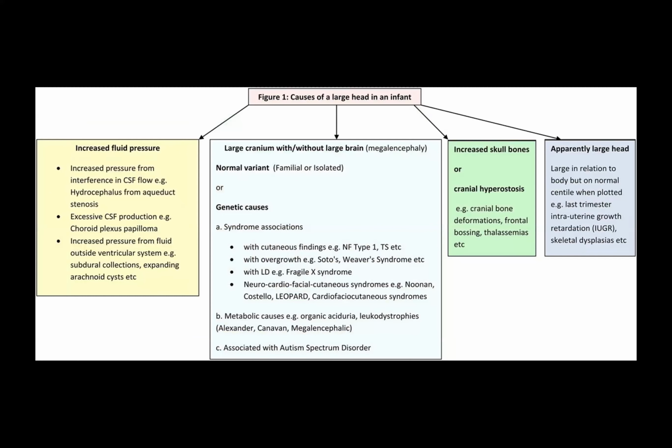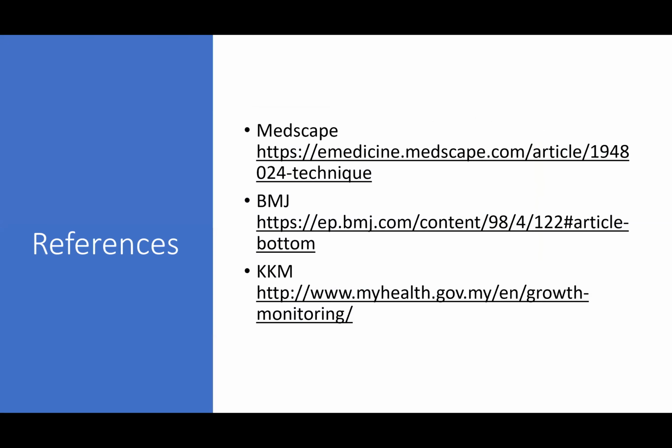There are many causes of a large head in infants. For example, increased pressure from interference in cerebrospinal fluid, hydrocephalus from aqueduct stenosis, and then large cranium with or without a large brain, also increased skull bones or cranial hyperostosis, or an apparently large head, which means large in relation to the body but on the normal centile when plotted. Okay, next. Okay, we go to the ECG.